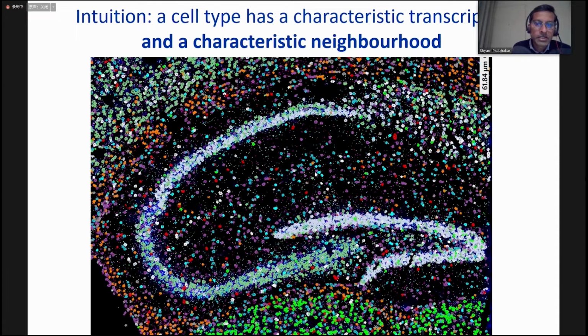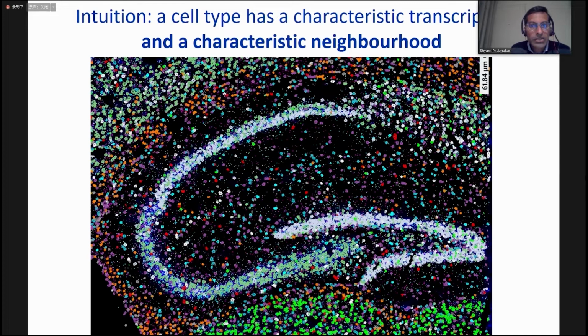So if you go back to this image, you can see here that each cell type has a characteristic transcriptome, right? It expresses certain genes represented by specific colors. And you can see here that, for example, white cells are surrounded by white cells and a little bit of purple cells. Green cells are surrounded by green cells, and in the neighborhood there are also purple cells and orange cells and white cells, and so on. Right here, you have a layer of orange cells mixed with purple cells, and so on.